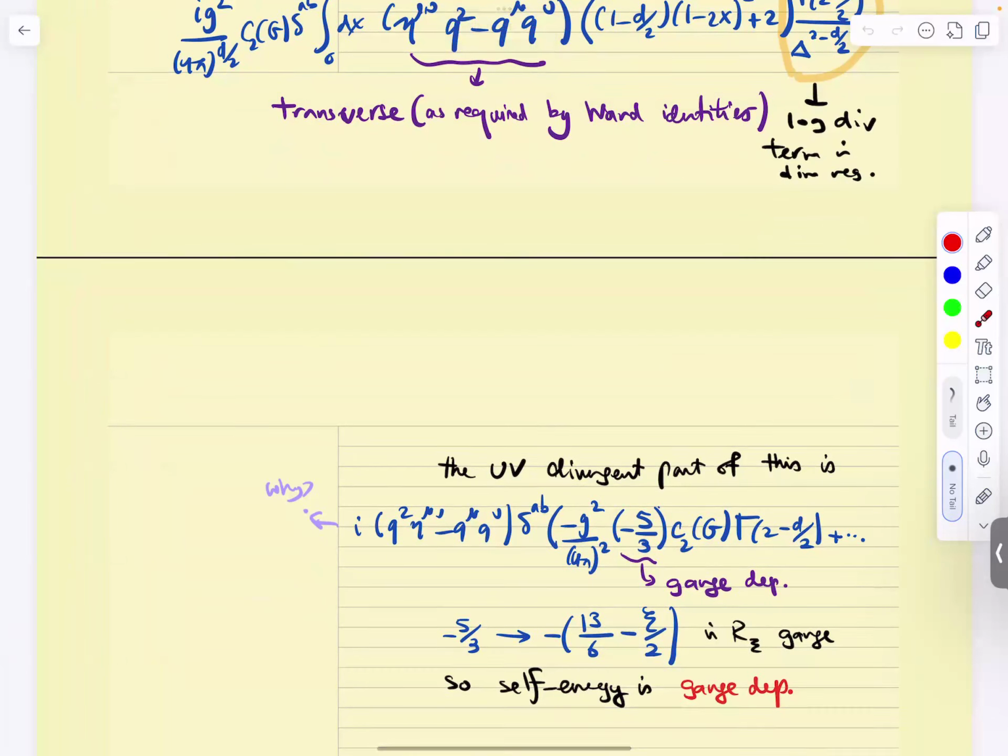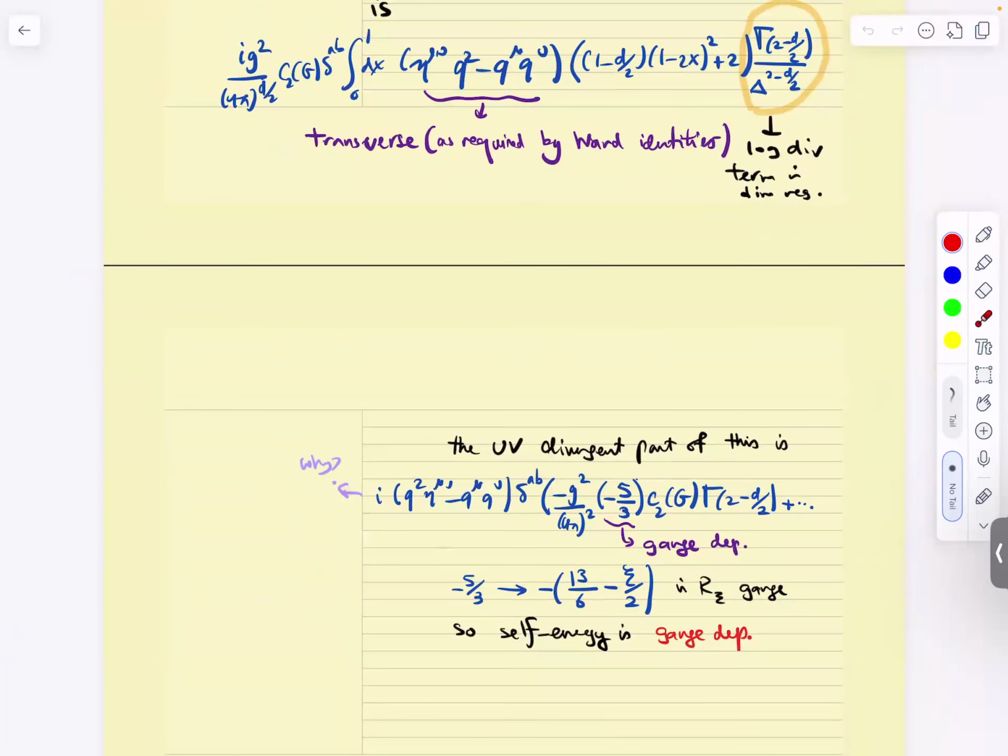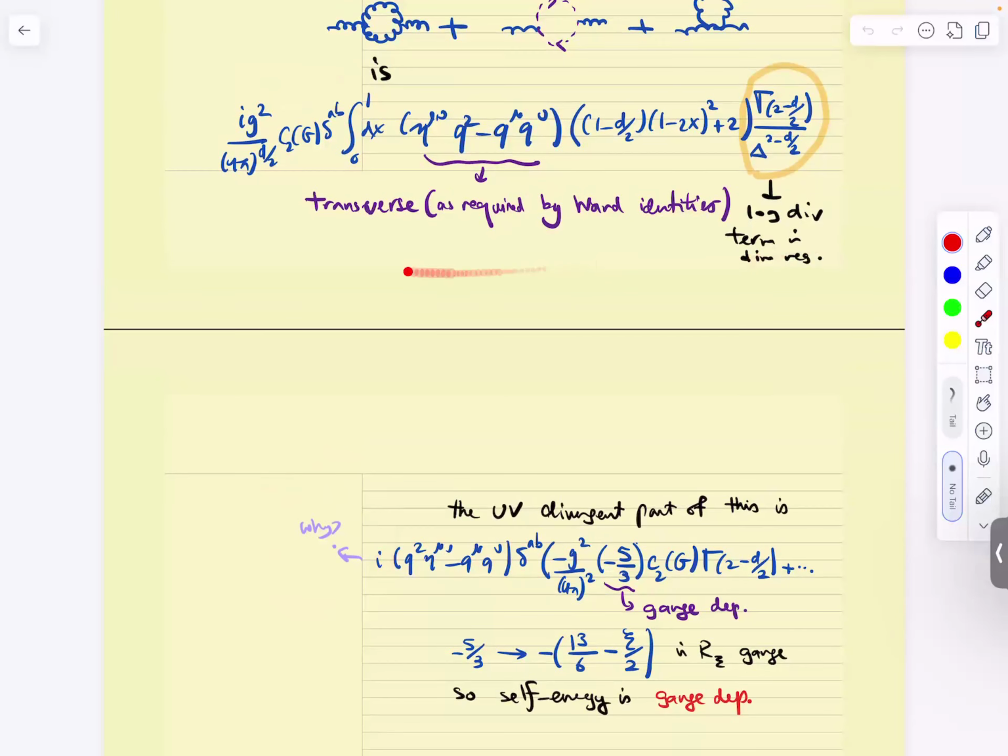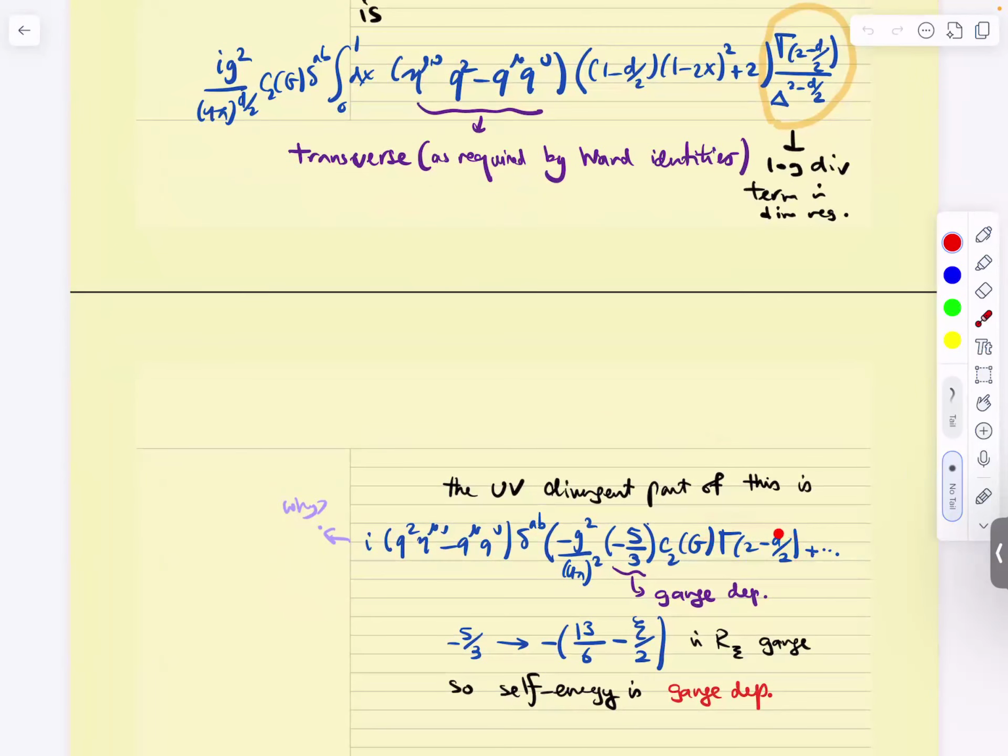In particular, what is important from this calculation, so I put a y here. Looking at this expression, you could extract out the UV divergent part of it. It looks like this. Well, you wouldn't be surprised that this gamma is there, right? The thing I want to point out is that if you do this calculation, you get -5/3. You repeat the calculation in an R_ξ gauge, and you find that this is actually ξ dependent. So there's some gauge dependence here. You have to be careful with that.